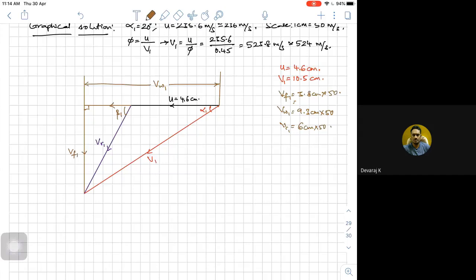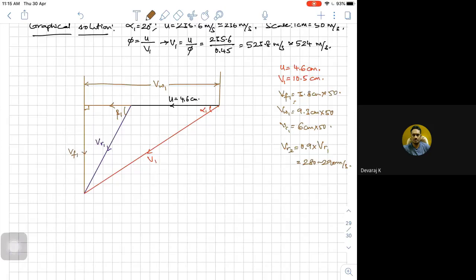Now what is my VR2? VR2 is equal to 0.9 times this VR1, calculate it. So you may get around 280 or 290 meters per second. Now you convert that to your corresponding scale. 280 means you may get around 5 point something centimeters. So what is my VR? VR1 or VR2, whatever it may be, that will be VR2.